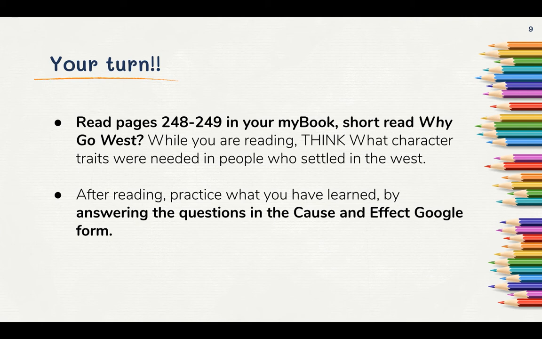Now it's your turn. I want you to take some time and read pages 248 through 249 in your My Book, the short read, Why Go West? While you're reading, think, why did the author write this selection? Also, what character traits were needed in people who settled in the West? After reading, it's your turn to practice what you have learned and answer the questions in the cause and effect Google Classroom form.